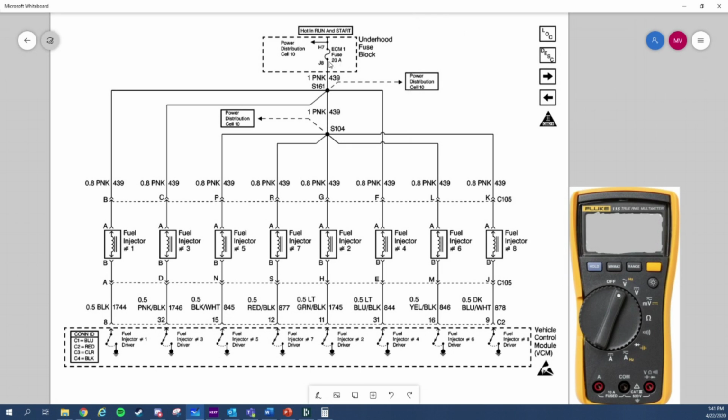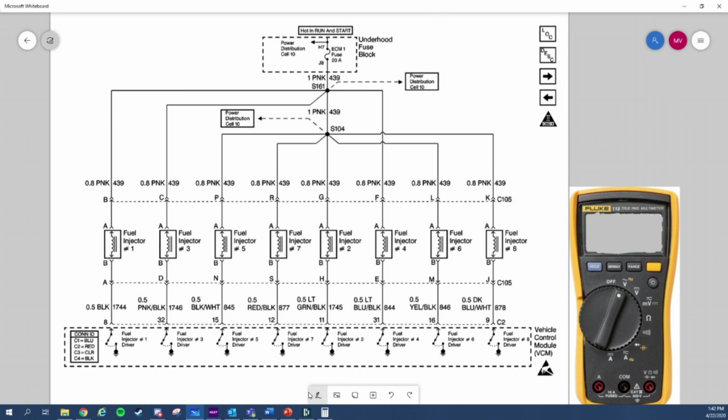Splices connect all of them together. But what's the fuse block itself? So the fuse block, you have ECM1. You're correct. ECM1 provides power to S161 and S104. So that's your splices. Your splices are S104 and S161. S161 goes to 1, 3, 2, and 4. So we have 2 splices that go interconnected to both, which then split 12 volts to each.